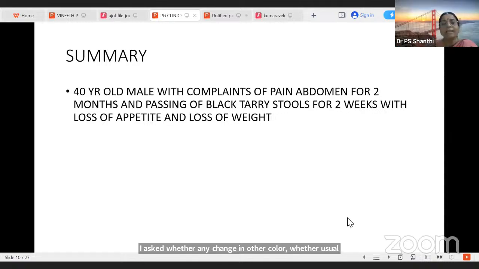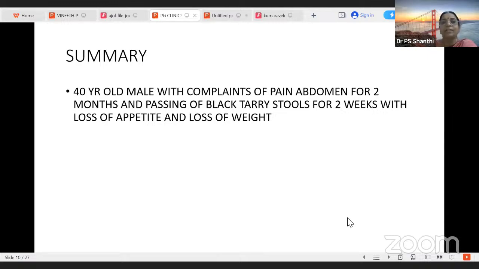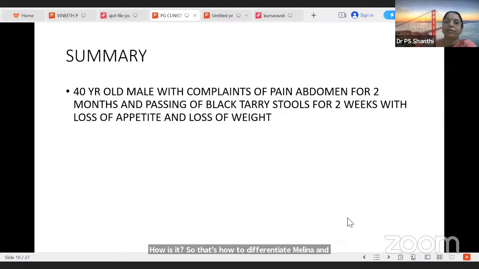No, you have to ask him whether he is taking any tablet, because he is anemic, or any medications which cause black colored stools, or whether the stool is sticky. How is it? That is how to differentiate melena from just dark colored stools. That is very important, no? Yes, ma'am, whether it is melena or anything else.